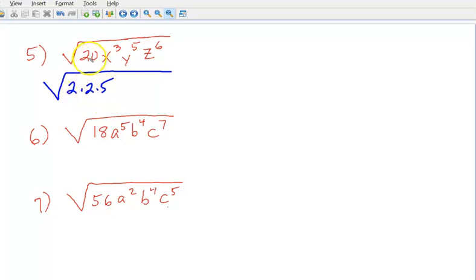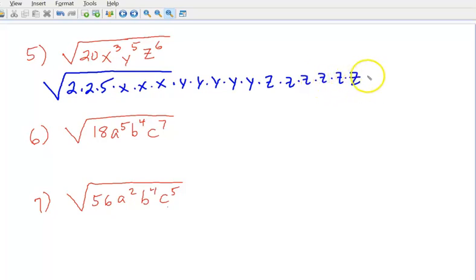2 times 2 times 5 equals 20. This would be 3 x's, 5 y's, and 6 z's. So literally, if you had to do this and you're doing prime factorization, this is what it would look like.